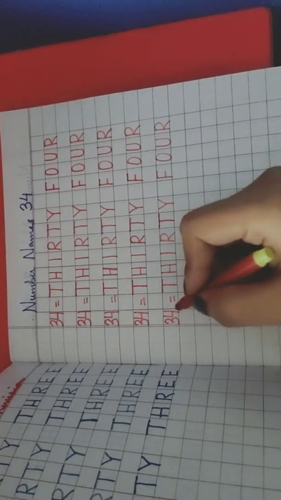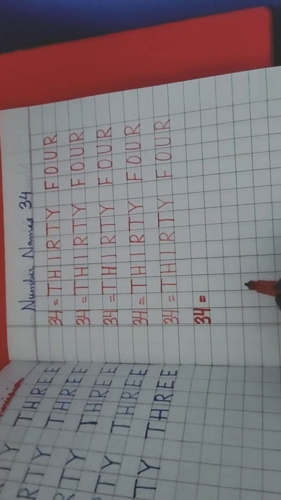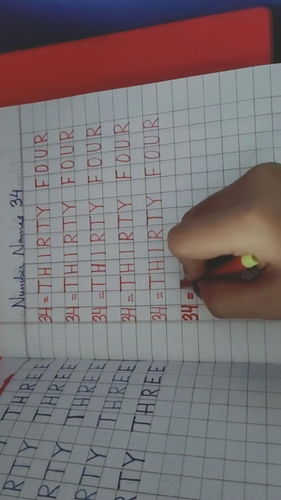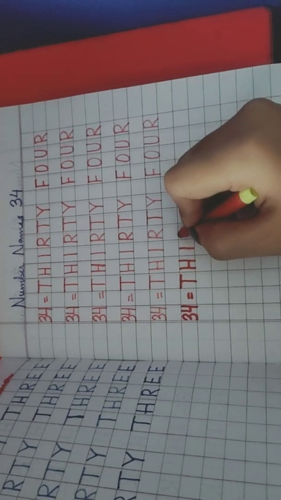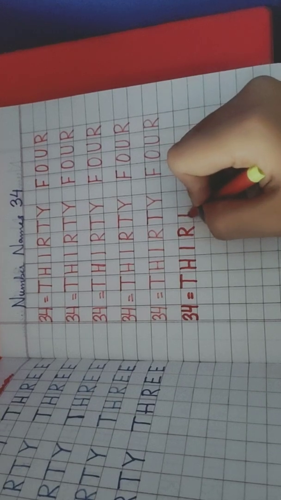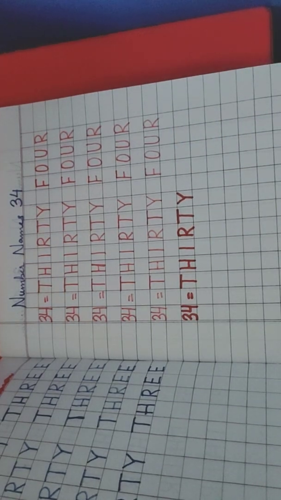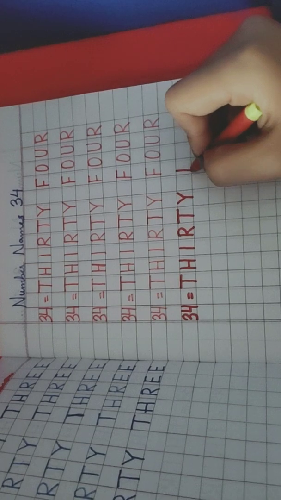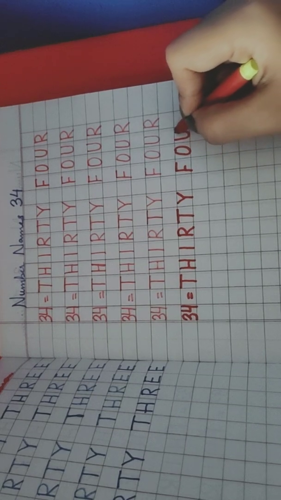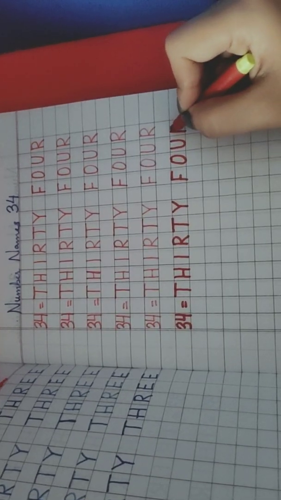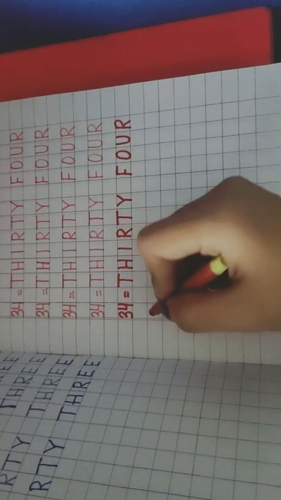Again, 3, 4, 34. Spelling of 34 is T, H, I, R, T, Y. 30. F, O, U, R. 4. 34. Very good.